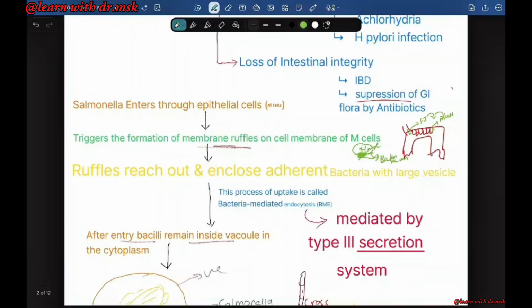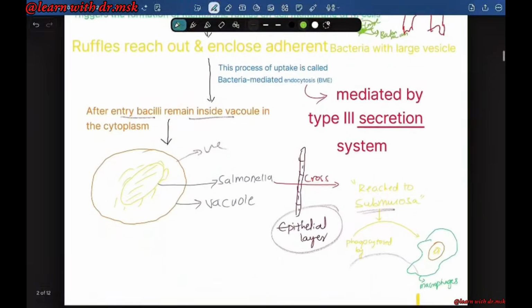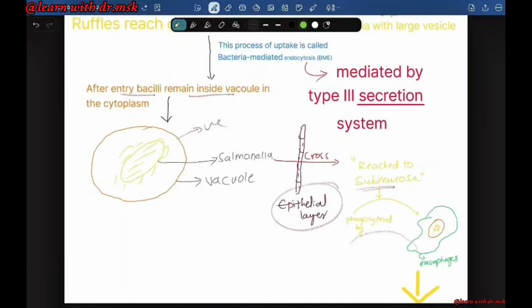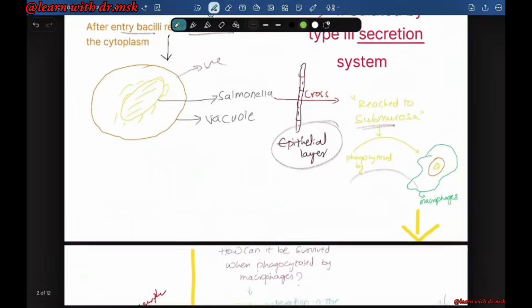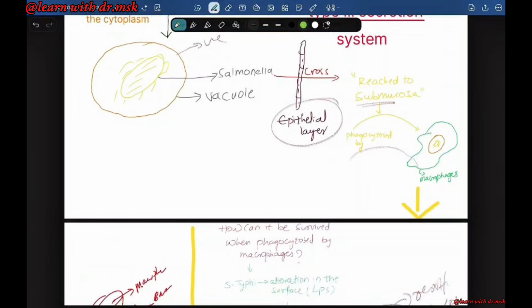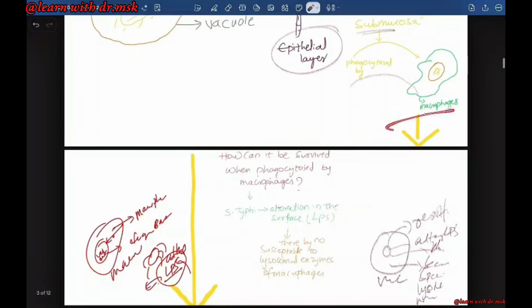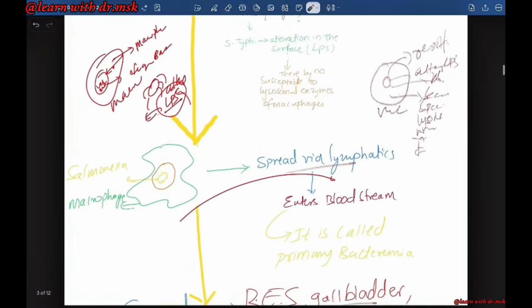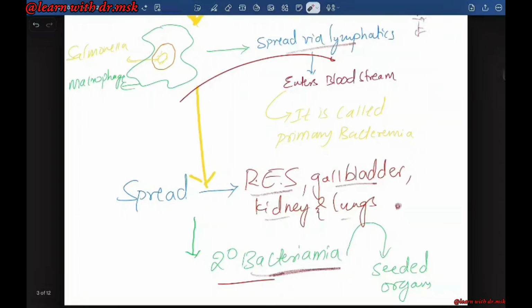Who controls it? It is mediated by the type 3 secretory system. Next, after entry into the large vesicle, they cross the epithelial barrier and reach the submucosa, and there they are phagocytosed by macrophages, and these macrophages lead to the spread and enter into the lymphatics, and thereby enter into the bloodstream.